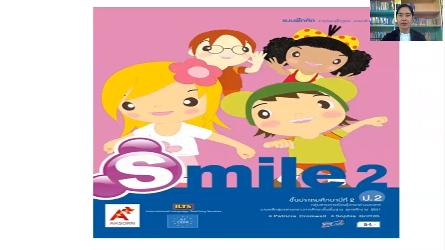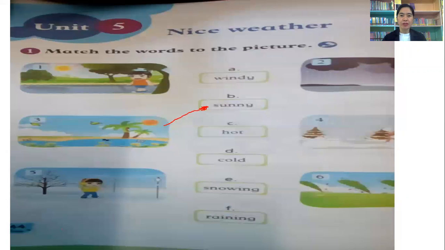Okay, let's go to the next one. Please get the color purple and blue. Get that book and let's answer that. That is a workbook. Let's open it to page 44. It says, match the words to the pictures. I'll give you the example. Here is sunny. Where is sunny? Sunny, you're going to draw a line to match it. I give you the answer, so the rest you are going to answer.